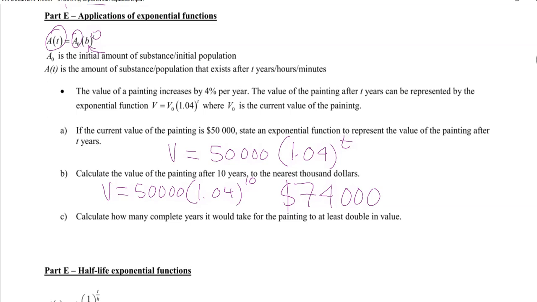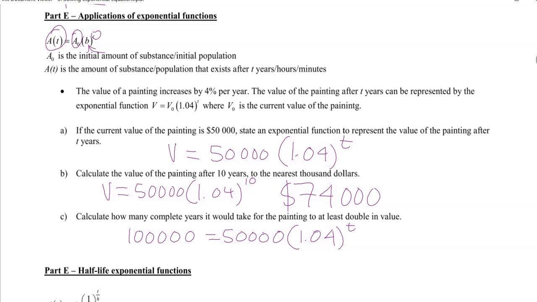Calculate how many complete years it would take for the painting to at least double in value. Well, it's at 50,000. If it doubles, what's it worth? 100,000. So we need to solve 100,000 is equal to 50,000 times 1.04 to the t.